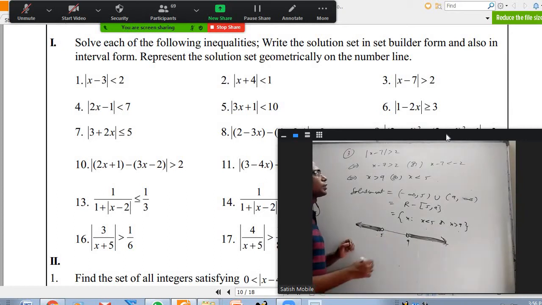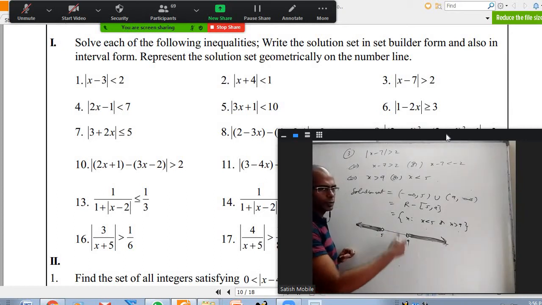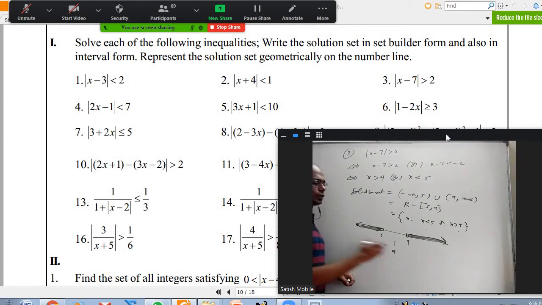Which we can tell directly because we already have 7. From that, you have to go beyond 2 units this side or beyond 2 units this side. So when you add 2 units, it will be beyond 9, and when you subtract, it will be before 5.